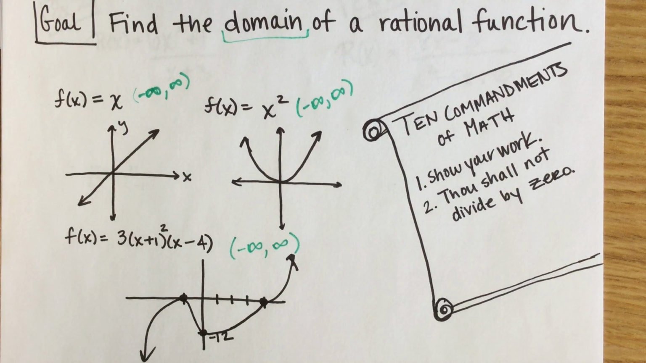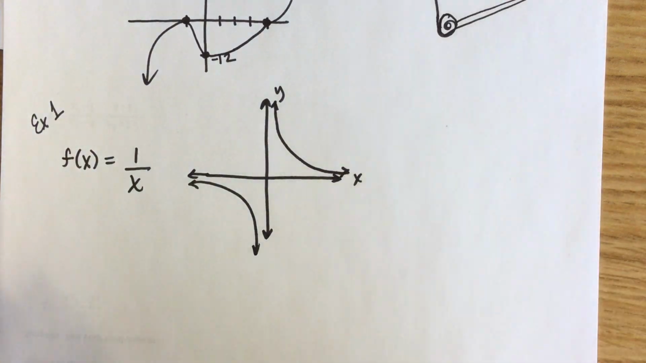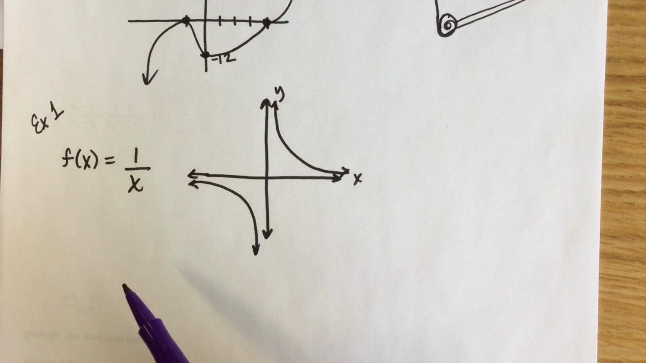But what we're going to start taking a look at today is what we call a rational function. Now, just like rational equations had variables in the denominator, our rational functions are also going to have variables in the denominator. So if you guys take a look at this first example, this is the reciprocal function, which is the parent function for rational functions.